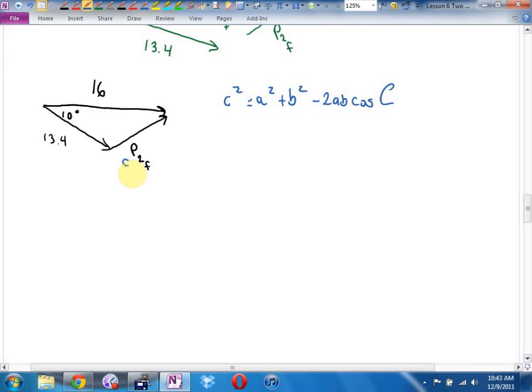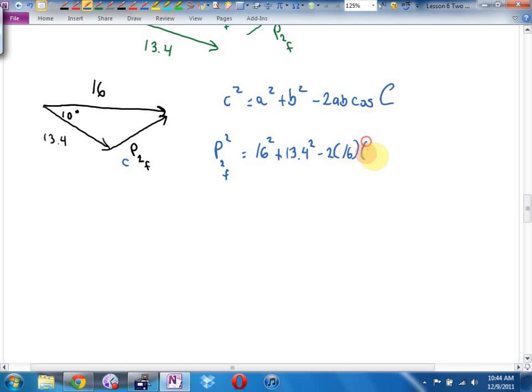what's A? Nice thing is, as long as you identify C correctly as being across from the angle, it doesn't matter what you pick as A and B. It's going to be those two. So I'm going to go A is 16 squared. B is 13.4 squared, minus 2 times 16 times 13.4 cosine. What's big C? 10 degrees.